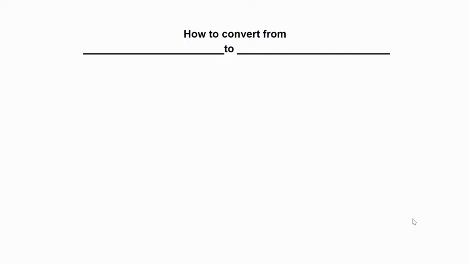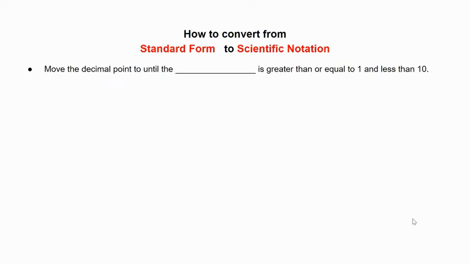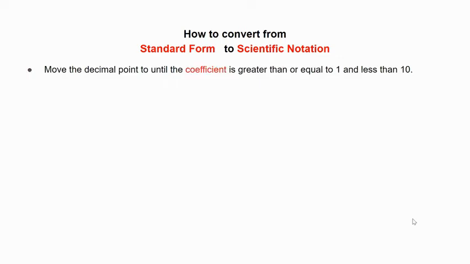Next, let's review how to convert from standard form to scientific notation. So when you're in standard form and you want to get it to scientific notation, you're going to move the decimal point until the coefficient is greater than or equal to 1 and less than 10. So what that means is the coefficient or the number before the times sign has to be 1, but cannot be 10. So it is 1 to less than 10.